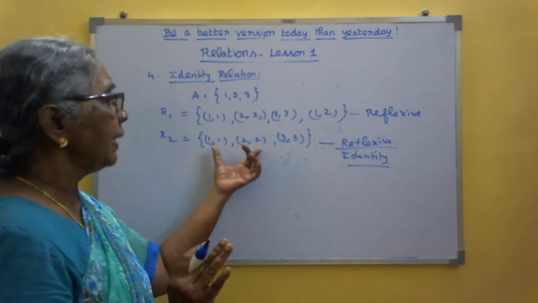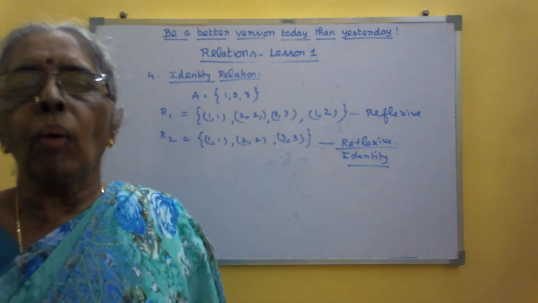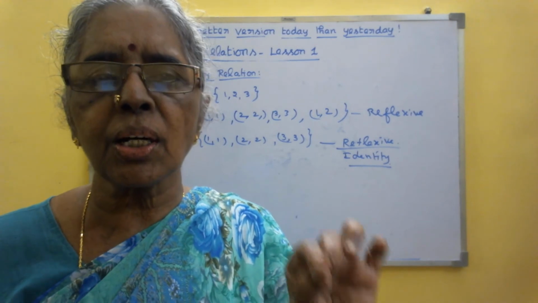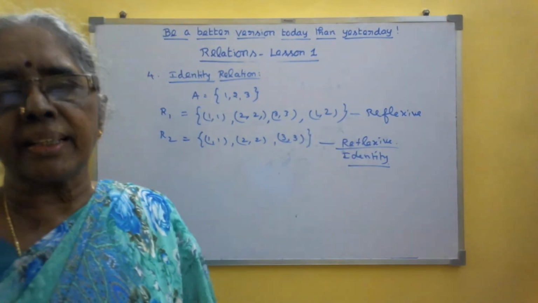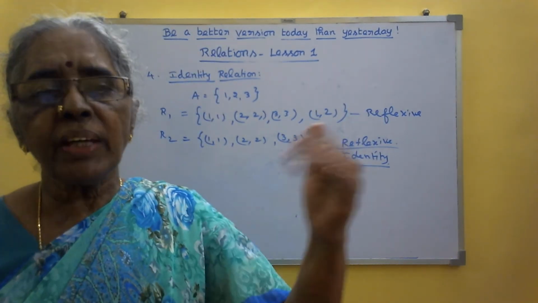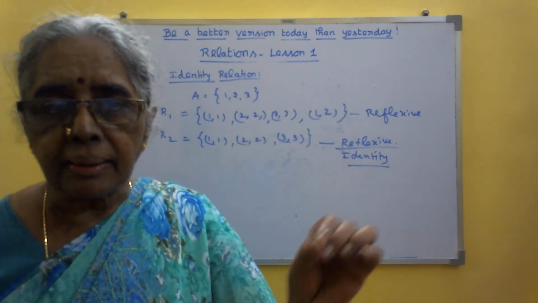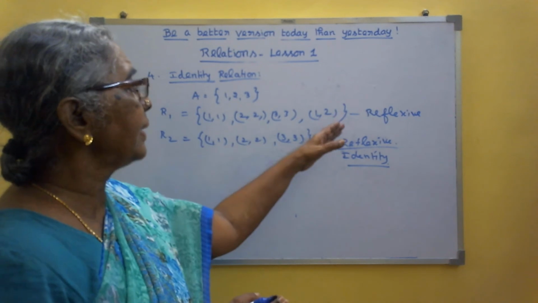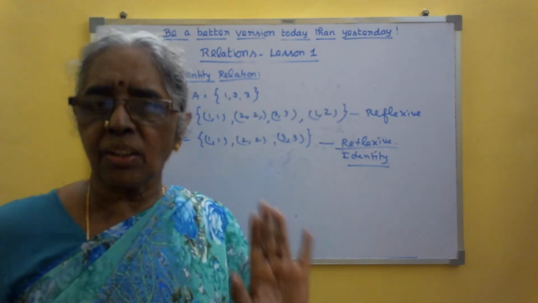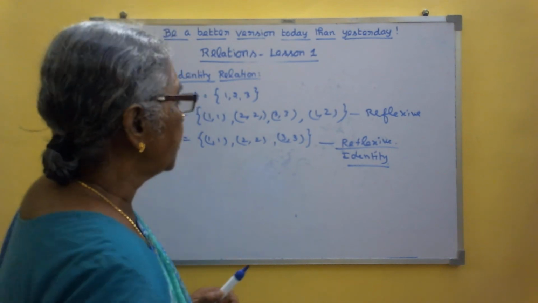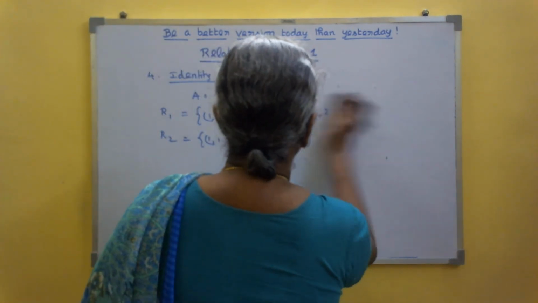If a relation consists only of the reflexive pairs and no extra element, it is called identity relation. If a relation consists of all the reflexive pairs and some extra elements, that is called just reflexive. It is not identity. Is it clear now? Okay. Then the two trivial things we will just see.